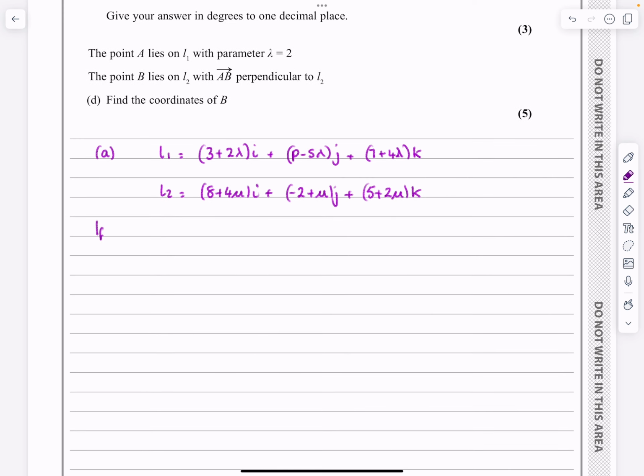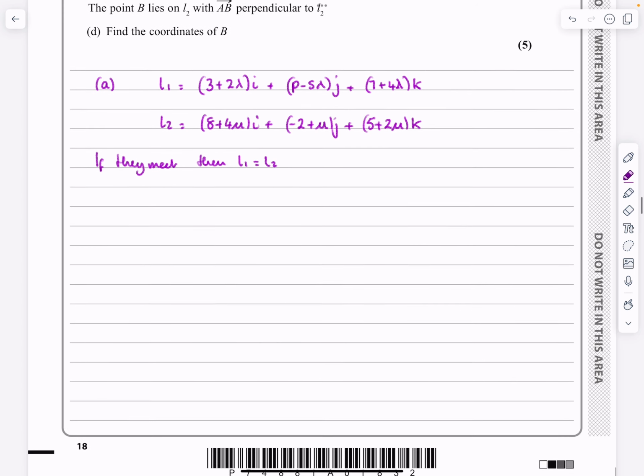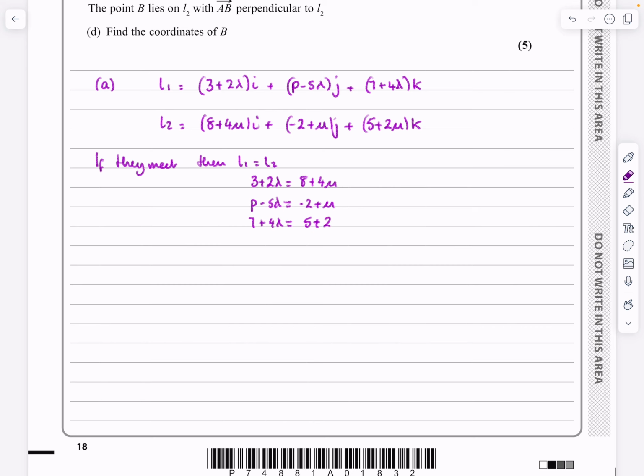So if they meet, then these two can be made equal to each other. Let's just tell the examiner: if they meet, then L1 equals L2, which means I can look at each part, the component of I, the component of J, and so on, and equate all of those. So I can say 3 plus 2 lambda must equal 8 plus 4 mu, P minus 5 lambda must equal minus 2 plus mu, and 7 plus 4 lambda must equal 5 plus 2 mu.